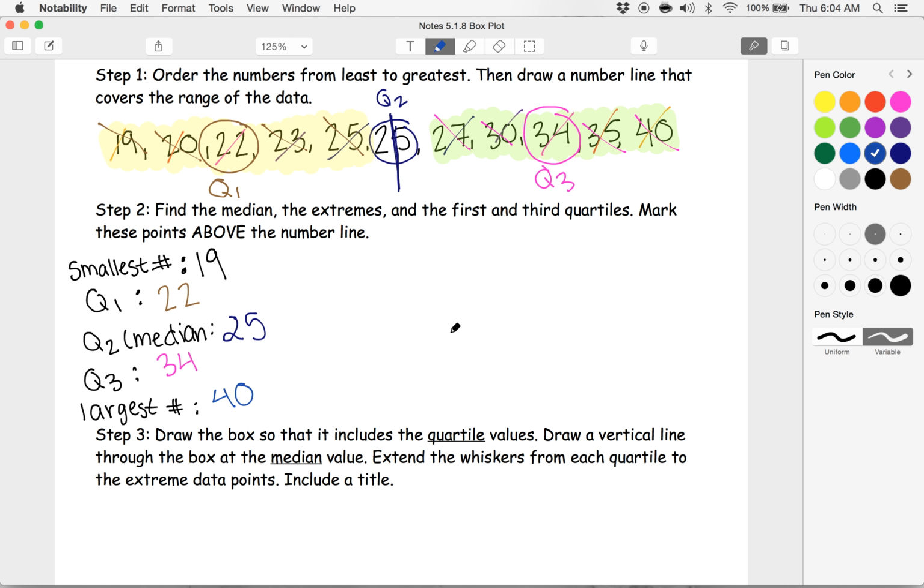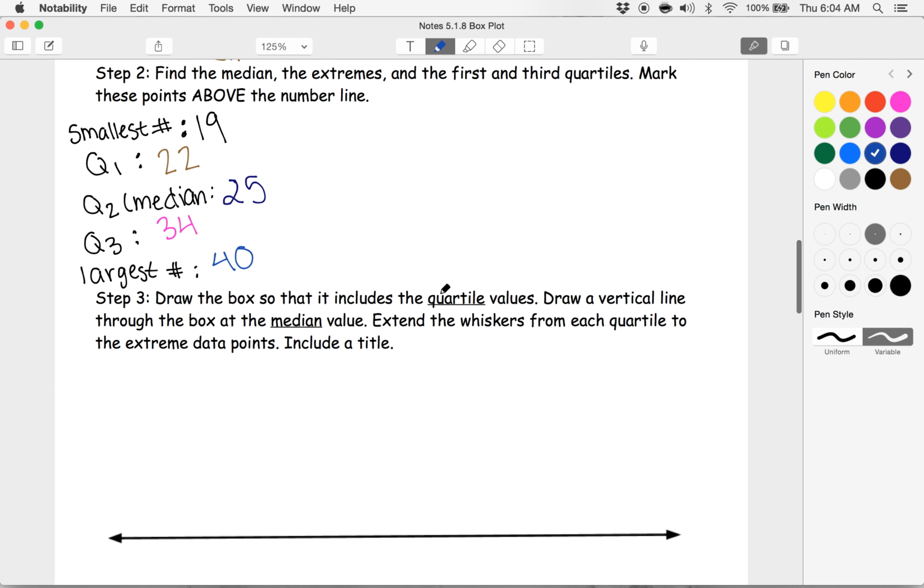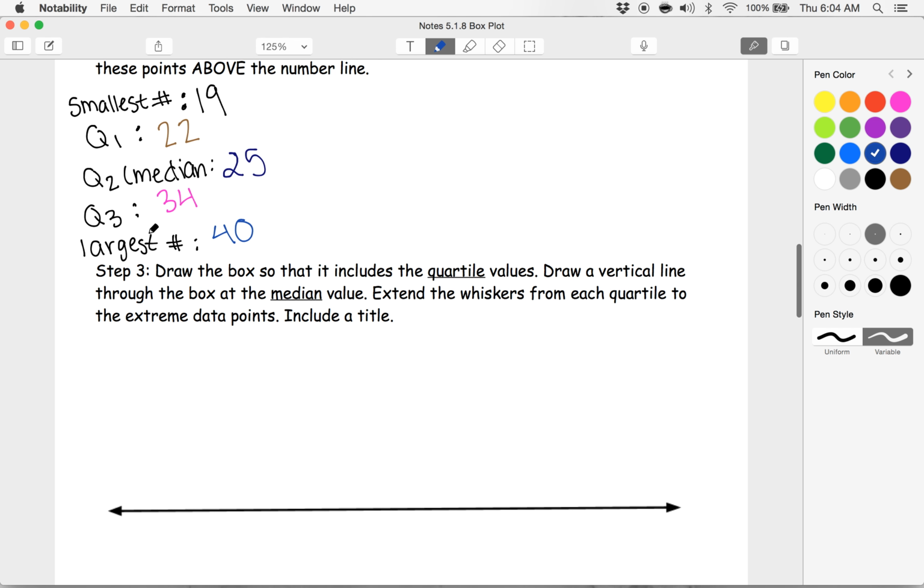So what we can see is that we now have all of our numbers. These are the 5 pieces of information that we need for a box plot: your smallest number, Q1, Q2, Q3, which we find with IQR, and then our largest number. We find Q1, Q2 like we used to in IQR. We use some of that same process.